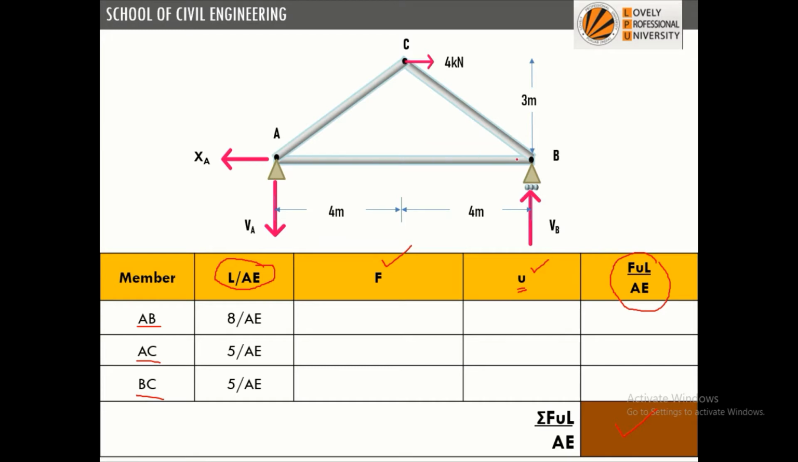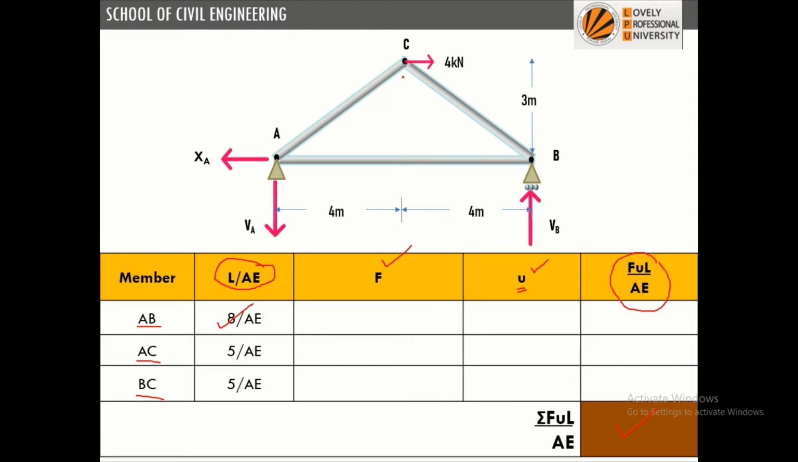So how will we find the value of AB? Total length of AB is 4 plus 4, 8. Assuming that all the members have cross-sectional area A and modulus of elasticity E, we'll simply keep it as constant and write 8 upon AE.